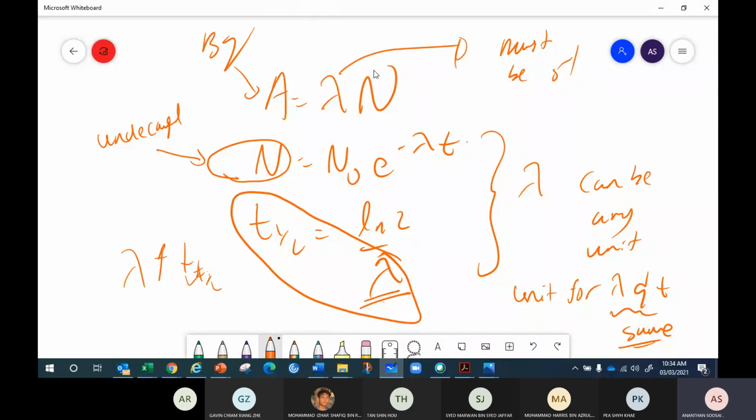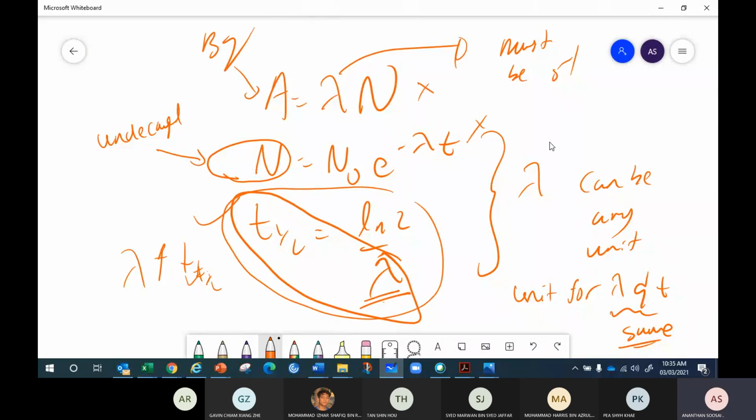So three equations. The derivation of these two equations you don't need to know, but the derivation of the half-life equation you have to know. How do you derive it? Start from the second equation and replace N with N naught over 2. Solve for T, and you get the answer.